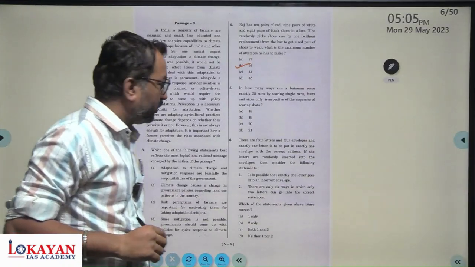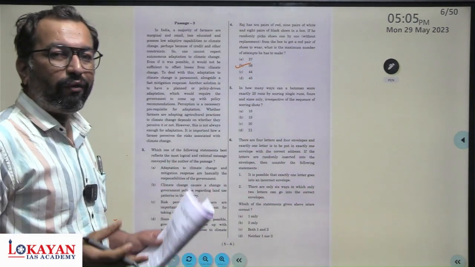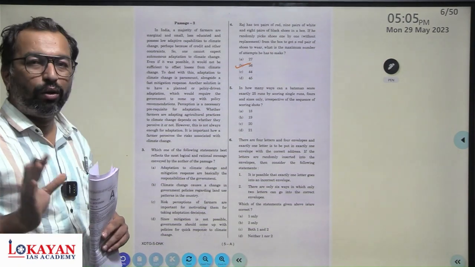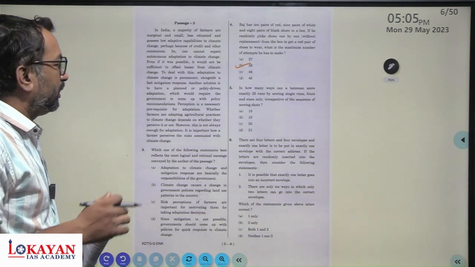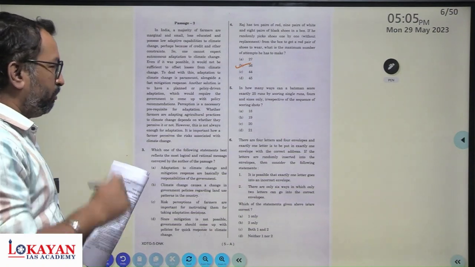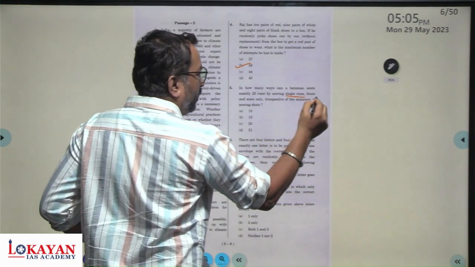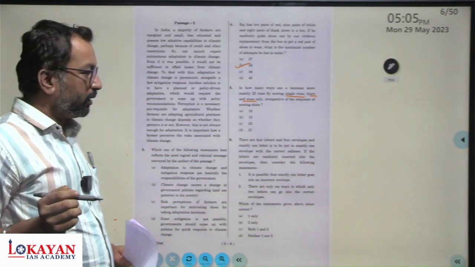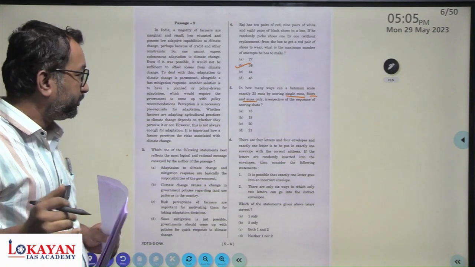Question number 5. This year, many questions were asked on the number of attempts, number of ways, permutations, etc. This is a very important chapter, permutation and combination. Now next: in how many ways can a batsman score exactly 25 runs by scoring single runs, fours and sixes only, irrespective of the sequence of scoring shots? Read the question carefully. Half the battle is won if you read the question carefully.